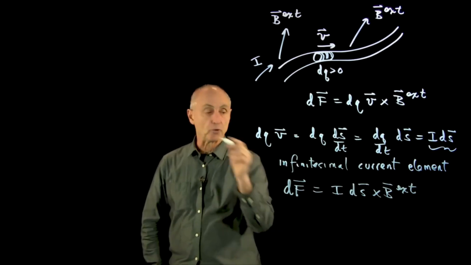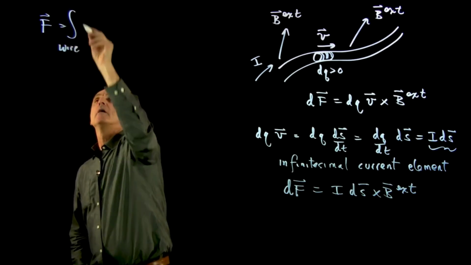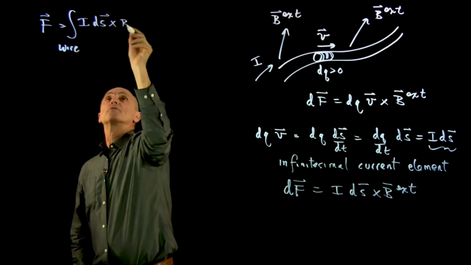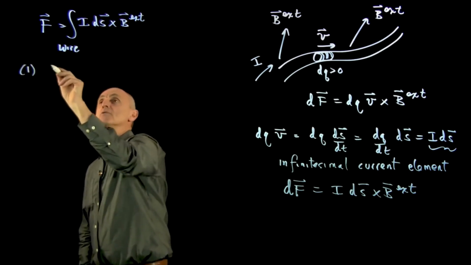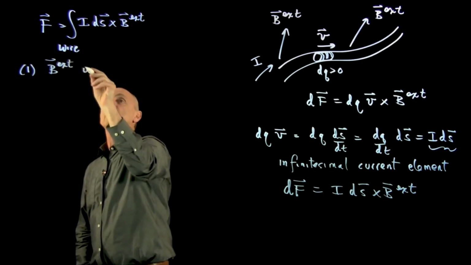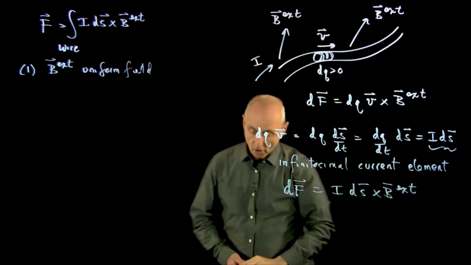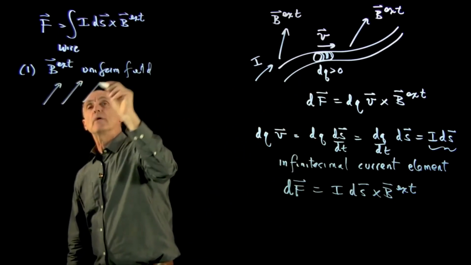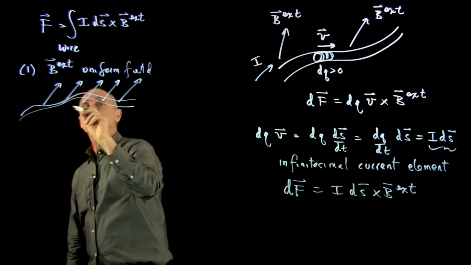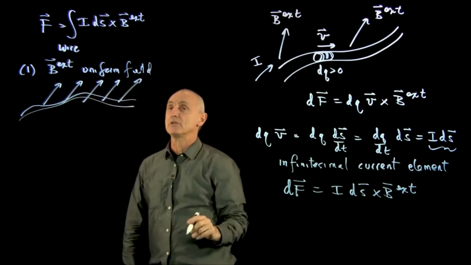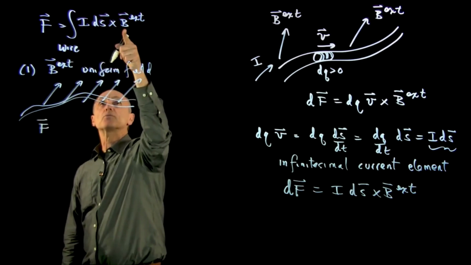Now, when we want to get the total force on the wire, this is the magnetic force. We have to integrate over the wire of I ds cross B external. And let's look at a few special cases. So our first case is where B external is a uniform field. A uniform field means that the vectors everywhere are pointing in the same direction and have the same magnitude. So our wire could have a complicated shape, but everywhere in space, the B field is uniform. Then in this integral, every little ds is being crossed with this B field.